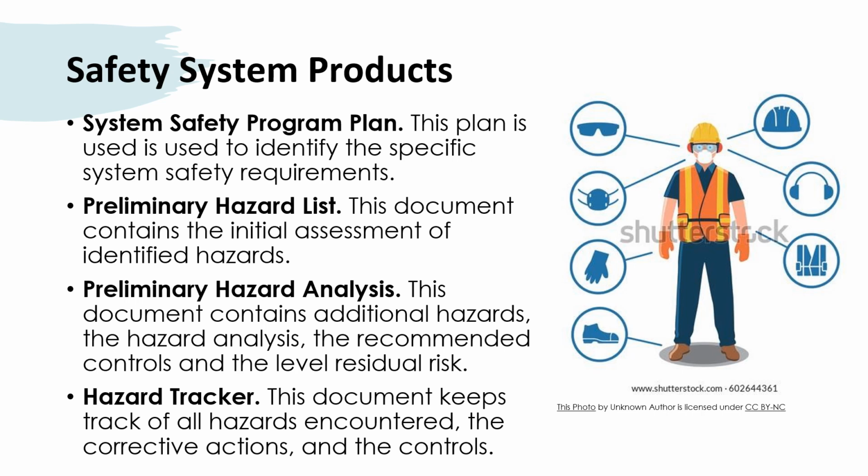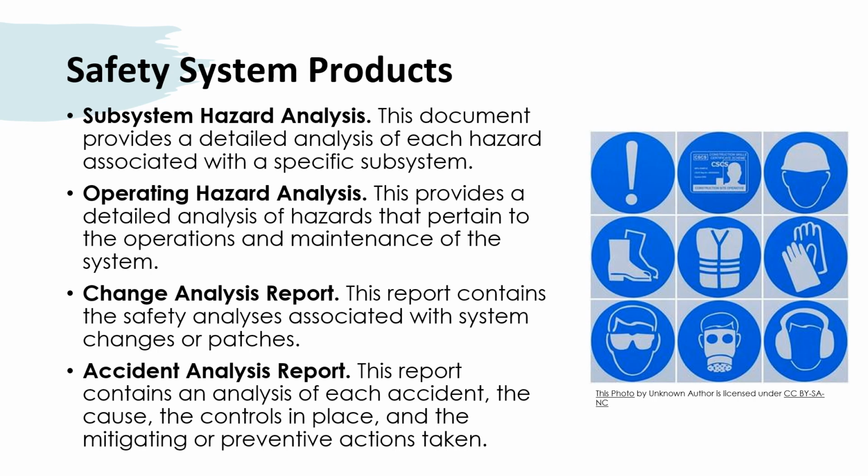The hazard tracker is a living document. In a way, it keeps a historical record of all hazards encountered, the corrective actions, and the controls that are in place to mitigate or prevent those hazards from becoming realizations. The Subsystem Hazard Analysis document provides a detailed analysis of each hazard associated with a specific subsystem. The Operating Hazard Analysis provides a detailed analysis of hazards that pertain to the operations and maintenance of the system. This includes human factors such as procedures, training, and machine interfaces.